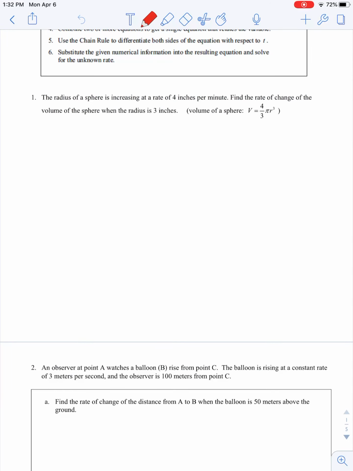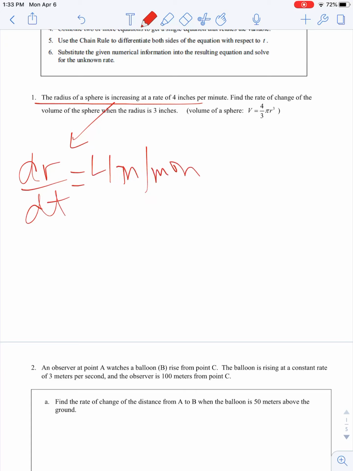As I read these things, I'm going to write things down. It says the radius of the sphere is increasing at a rate of 4 inches. That means the change in r per time is 4 inches per minute. That's a derivative. Think about that. dr/dt is the derivative, the change in r over time. Okay, so as I read the problem, I write things.